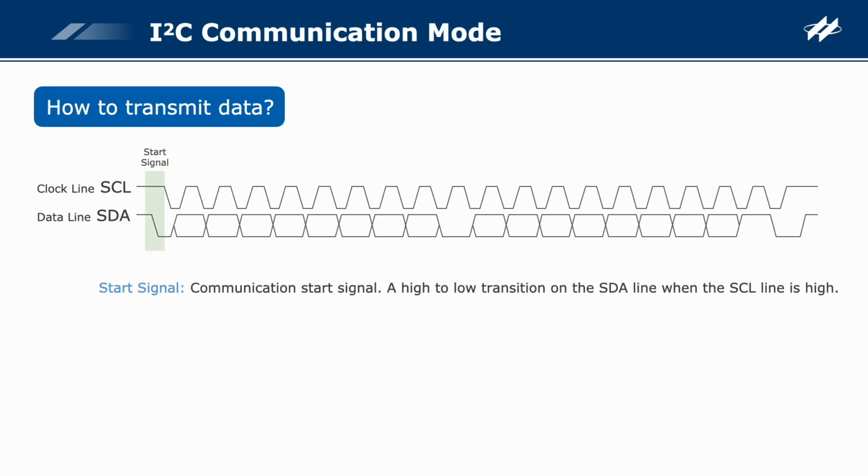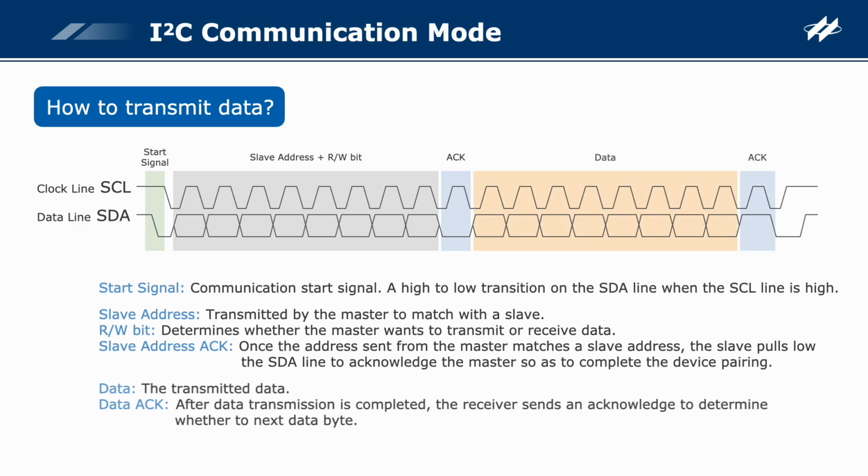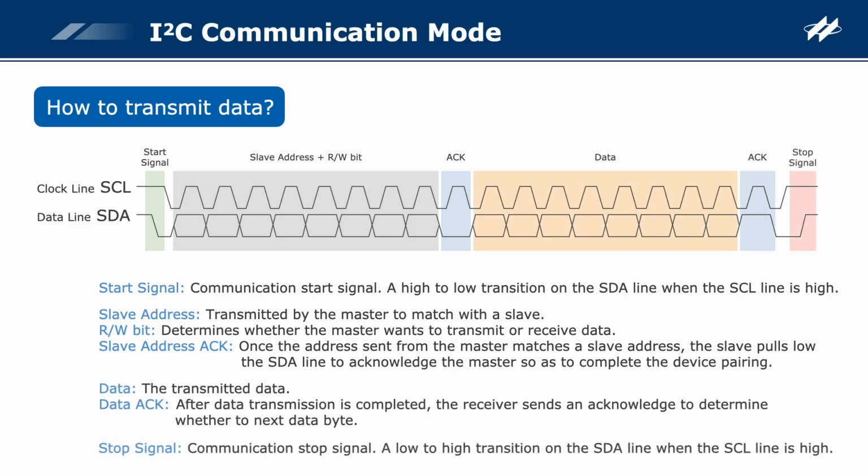A start signal, a slave address transmission with a read-write bit, a data transmission, and finally a stop signal. Let's go through these steps one by one.